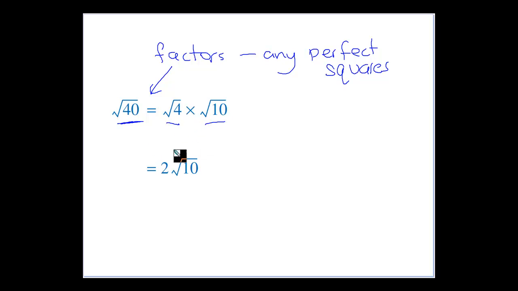So the square root of 4 will give me the 2. And then the square root of 10, well, I can't simplify that any further. There's no other way to simplify it. That's as simple as it's going to get. So this is one of the main ones we're going to do.